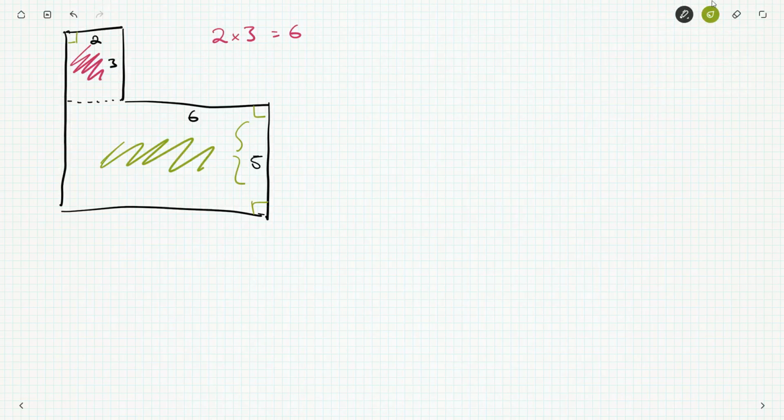Forgot to add in all our right angles here. There's right angles just about everywhere. Okay, but what about the other side? It's not 6. 6 only goes up to this point here. We've got more. How much more?